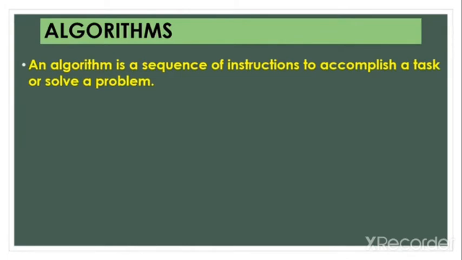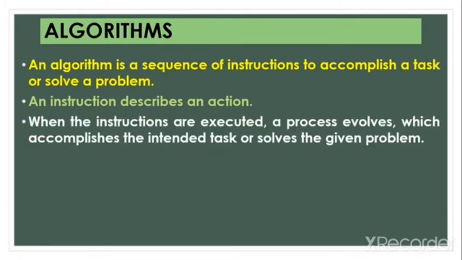So normally, whatever general problem we take, if we are going to solve that problem, we'll frame ideas. So, what procedure should we follow so that we could solve this problem? So, we'll just frame ideas, no? So, the ideas are converted into instructions for the computer. An instruction describes an action. So every instruction is nothing but a command. Each instruction is used to perform a particular task. When the instructions are executed, a process evolves which accomplishes the intended task or solves the given problem.